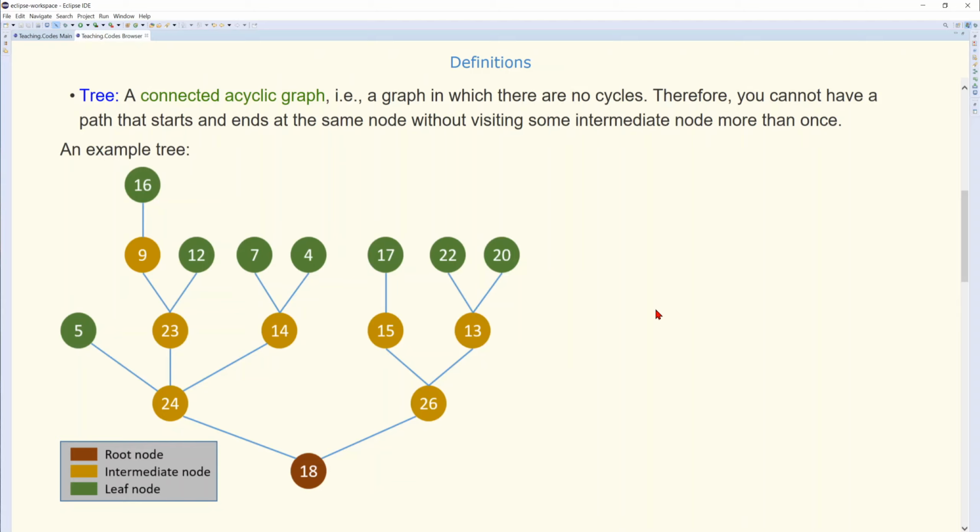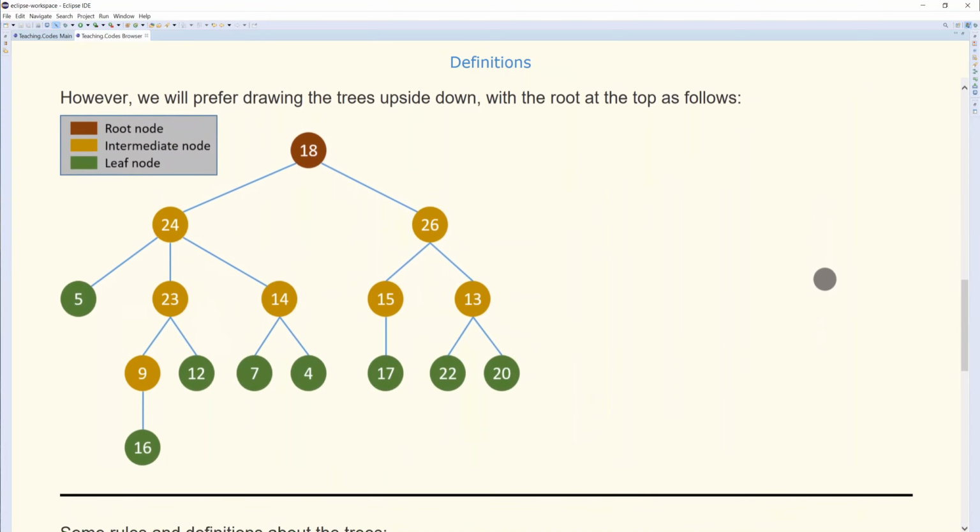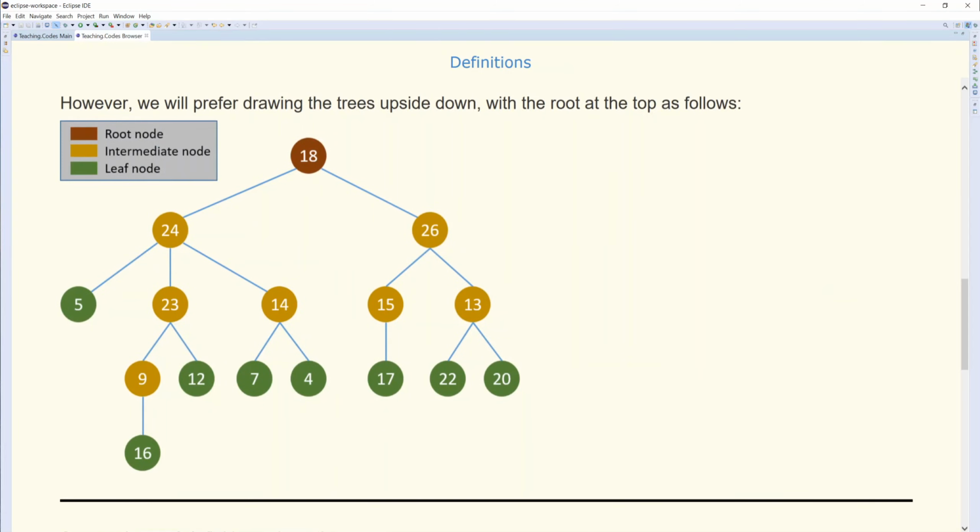Well, this looks like a tree, but in computer science, we draw those trees upside down. So we put the root at the top, and the other nodes below. So the leaves are typically towards the bottom. So it's an upside down tree. And the reason we are drawing it this way is in any tree there's a single root. Here the root is 18. So I have a single point to start working. That's why we put the root at the top.